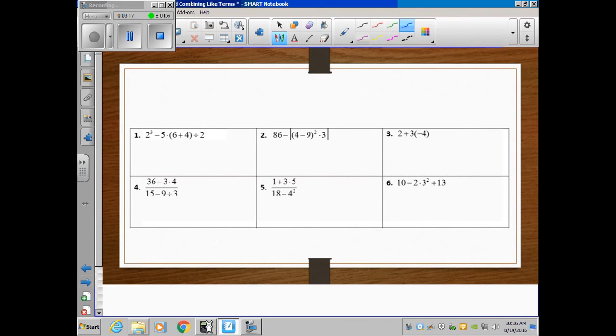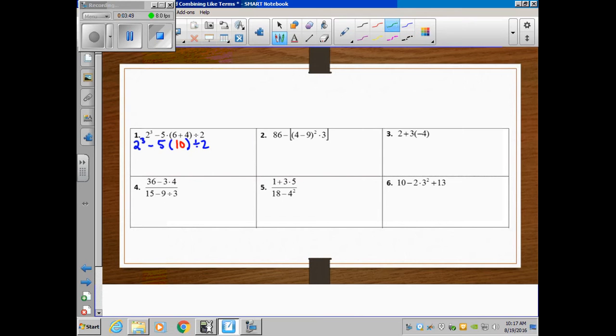All right, let's take a look at number 1. 2 to the third power, that's an exponent, but I look later and I see 6 plus 4 in parentheses. You want to do the parentheses first. So 2 to the third power stays the same for now. Minus 5 times 6 plus 4 is 10. And then divide by 2. All right, I'm done with what's inside parentheses. I can't do any more.